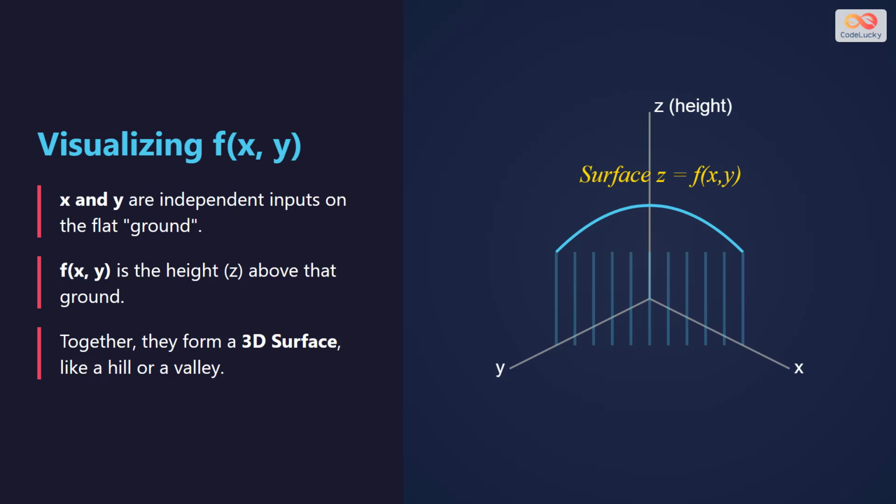To understand this geometrically, imagine a surface floating in space. The inputs x and y are coordinates on the ground, and the function value z is the height above that point. We want to measure the steepness of this surface, but steepness depends on which way you walk.